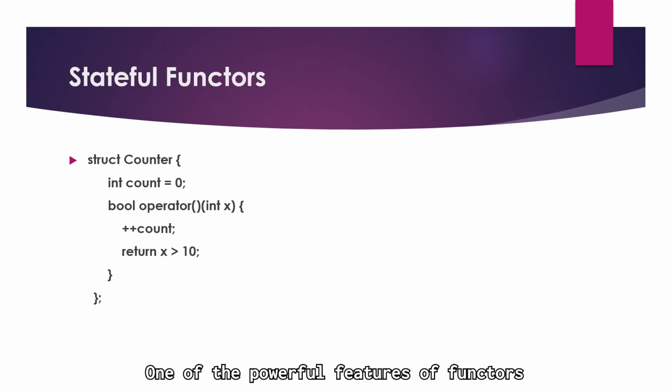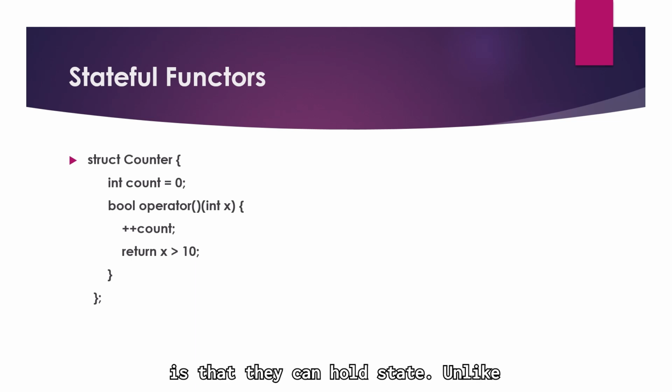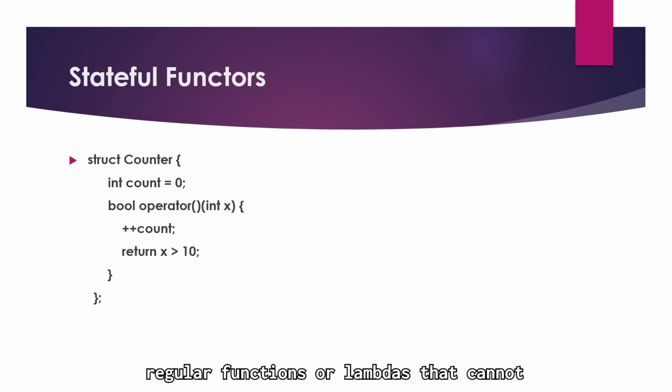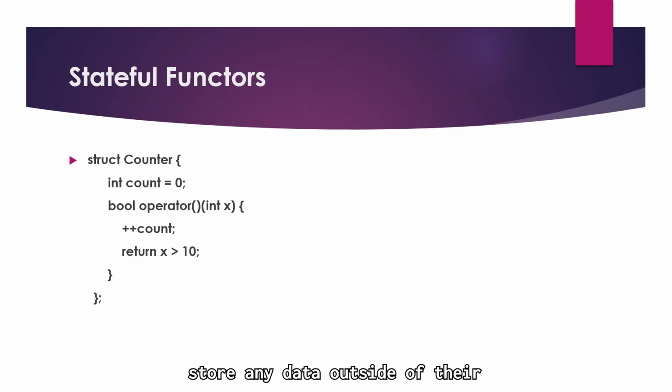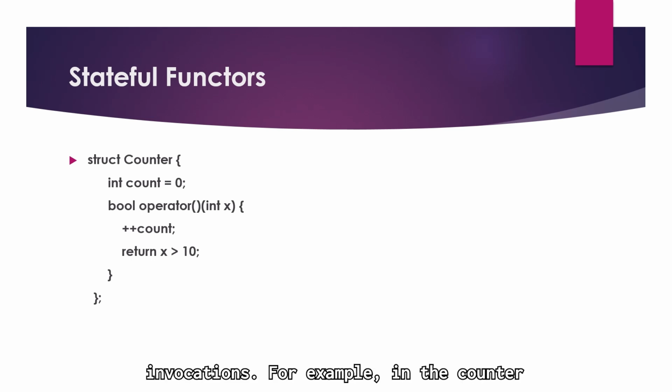One of the powerful features of functors is that they can hold state. Unlike regular functions or lambdas that cannot store any data outside of their execution, functors can maintain internal data across multiple invocations. For example, in the counter functor, we track how many times the functor has been called by maintaining a count variable. When applied in an algorithm such as count_if, it increments the count each time it is invoked.